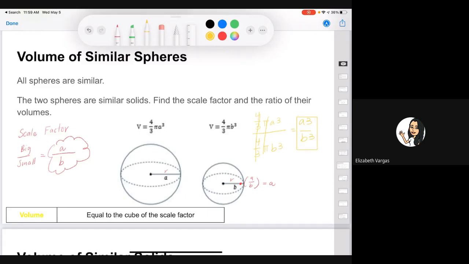So I could do it two ways. I could either identify my scale factor and cube it to find how my volume changes. Or what I can do is compare those two volumes, if I'm given those two volumes, which gives you the same thing, A cubed over B cubed. What this tells me is that my volume ratio is equal to the cube of my scale factor. So I can find my scale factor and cube it to find how my volume changes if I were to change the dimensions of my smaller sphere to my bigger sphere.